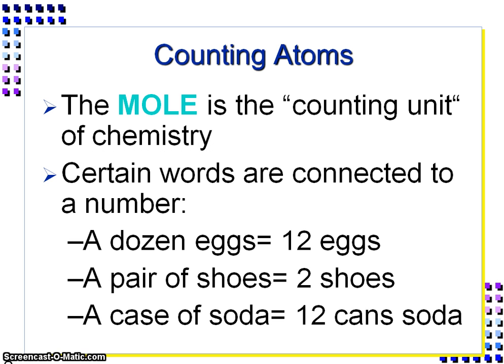The analogy that people usually use is a mole is kind of like a dozen. There's certain words that when you say that word, it makes your mind think of a number. So if I tell you I have a dozen eggs, you know that I mean 12. If I tell you I have a pair of shoes, you know that I mean 2. If I say that I bought a case of soda at the store, you know that I bought 12 cans that were in a case. All of those words make you think of a number.